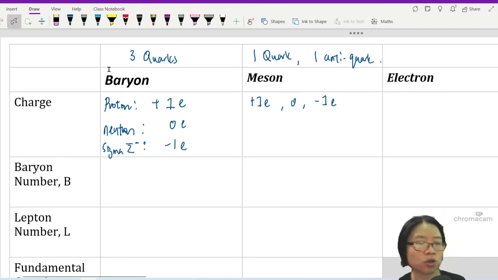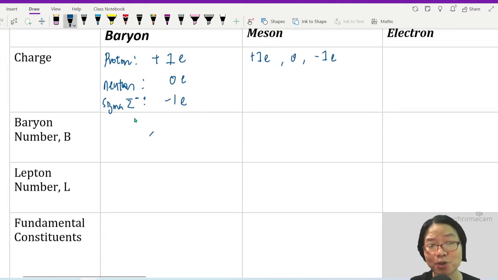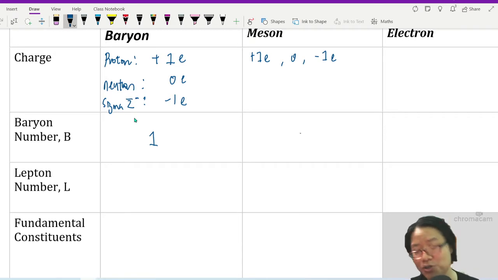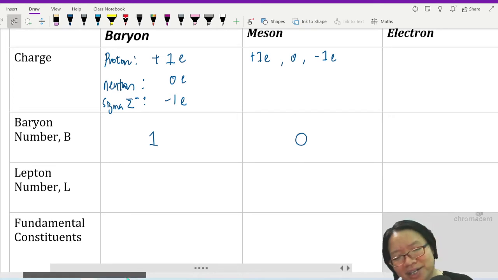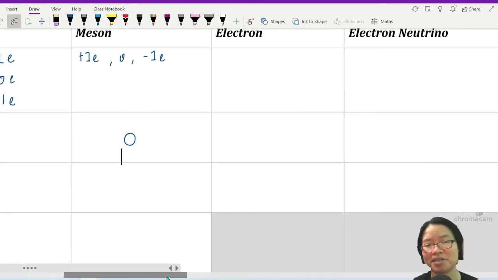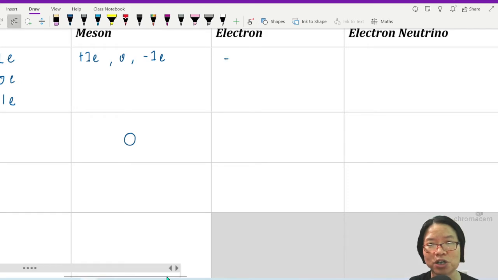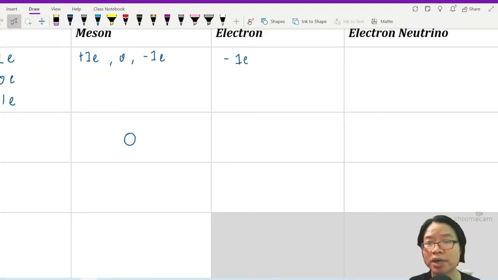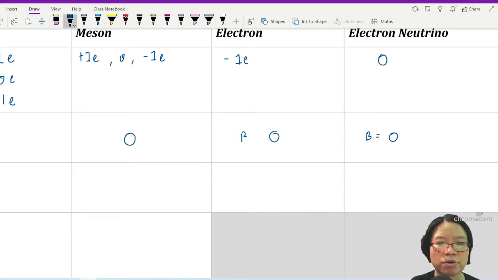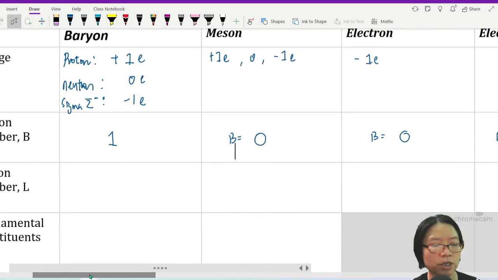Okay, so this is a baryon. So the baryon number is 1. A meson's baryon number is 0. It's a very easy one. Just ask yourself, is this a baryon? Does it have 3 quarks? So from here, the electron charge is negative 1. I mean, the positron has positive 1 e, but we are focusing on particles here. And the electron neutrino, the charge is 0. These two are not baryons, so the baryon number is 0. They are all not baryons. Okay, so the baryon number should be conserved.